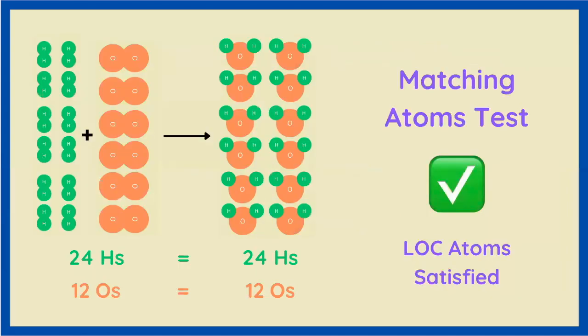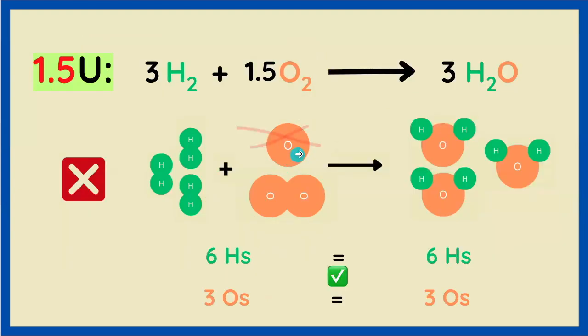Therefore, we can say that satisfying the law of conservation is necessary, but not sufficient. It's not enough to properly balance the chemical equation. Even for situations like we saw earlier that don't work because we have partial molecules, we may still pass this matching atom test, 6 and 6, 3 and 3, even though it's not correctly balanced.